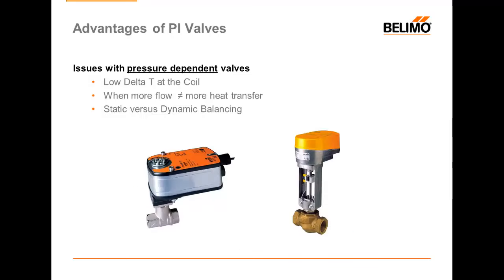Let's take a look at a few things that are wrong with valves that utilize position control, because frankly, the valves that use flow control operate much more how our brains think that all valves operate. We're going to take a look at pressure-dependent valve in terms of how low delta T is generated in the coil. We will also look at points on the coil curve where additional flow no longer nets us any more heat transfer, and then we'll talk about the difference between static and dynamic balancing within our system.